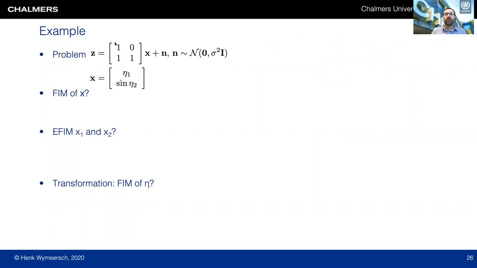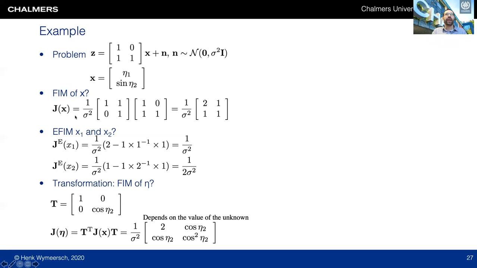So the Fisher information of X is just these two matrices, the original and its transpose, times 1 over the noise variance, and I obtain this Fisher information matrix. So you can interpret that, okay, I receive a little bit more information about X1 than about X2, and they are coupled, right? You cannot estimate them independently.